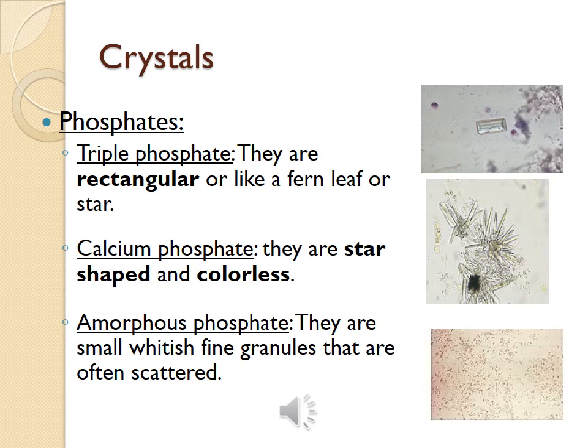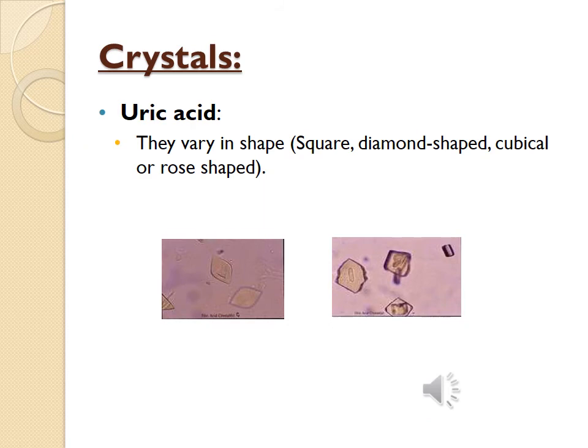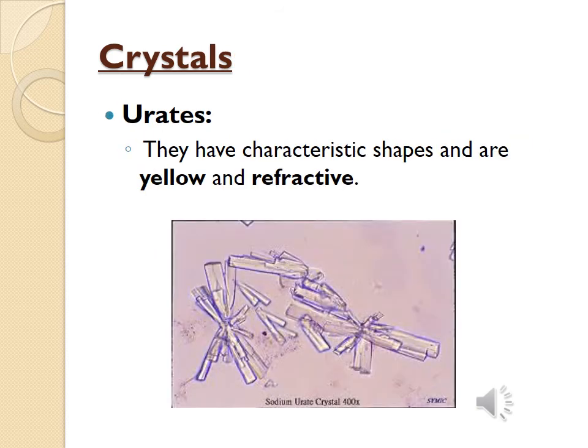Phosphate crystals. We have three types of phosphate crystal. Triple phosphate crystals are rectangular in shape. Calcium phosphate crystals are star shaped. And amorphous phosphate are whitish granules. Uric acid crystals vary in shape. They can be square shaped or diamond shaped or cubical or rose shaped. Urate crystals are needle shaped, pointed at one end and broader at the other end.